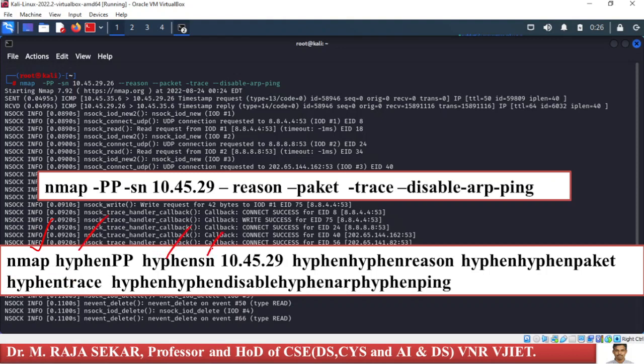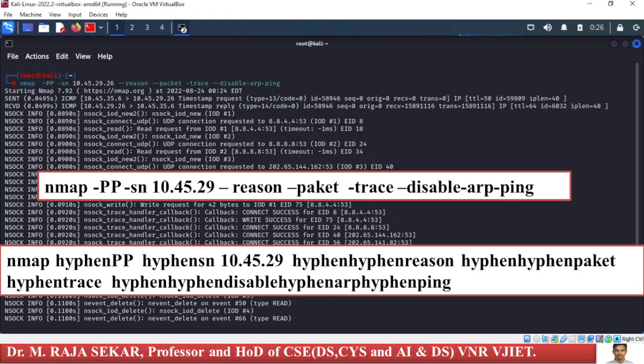nmap -PP -sn. This is -sn. This is -PP. 10.45.29, I missed this one, 0.26. Here also it must be 0.26. Then --reason. Just see --reason, --packet-trace, --disable-arp-ping. Two hyphens. This is the command which we discussed in our previous lectures also.